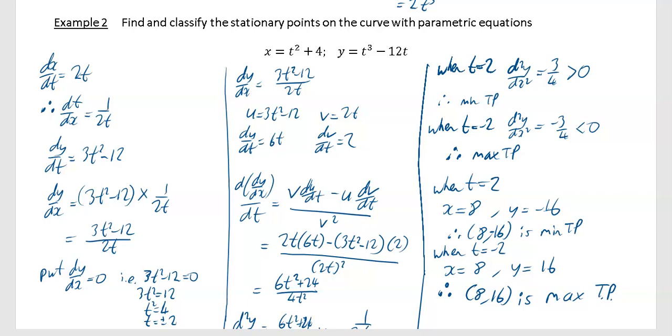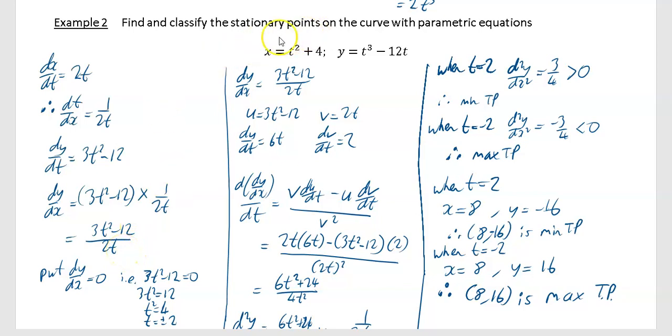Okay, I've written the solution out for this next example again. It says find and classify the stationary points on the curve with parametric equations x equals t squared plus 4 and y equals t cubed minus 12t. So the first thing we've got to do, if it says stationary points, is find your dy by dx. So find your dx by dt, it was 2t, and then do the reciprocal of that, so dt by dx is 1 over 2t. Your dy by dt is 3t squared minus 12. So dy by dx is dy by dt times dt by dx, which gives you 3t squared minus 12 all over 2t.